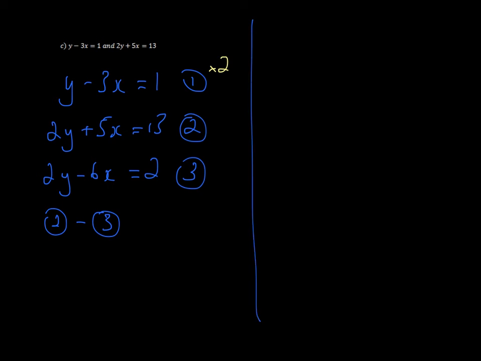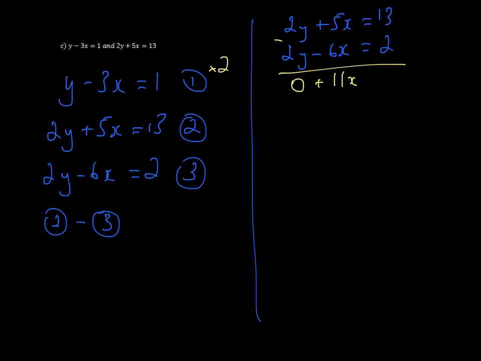So y times 2 is 2y, negative 3 times 2 is negative 6x, 1 times 2 is 2. Call that equation 3. Now we've got the same values for the y's, so we are going to try and eliminate the y's. So I'm going to go equation 2 minus equation 3. I'm going to rewrite it over here. And we are subtracting: 2y minus 2y is 0, 5x minus negative 6x is plus 11x, 13 minus 2 is 11. So therefore we have 11x equals 11, and I think you can see what x is going to equal.